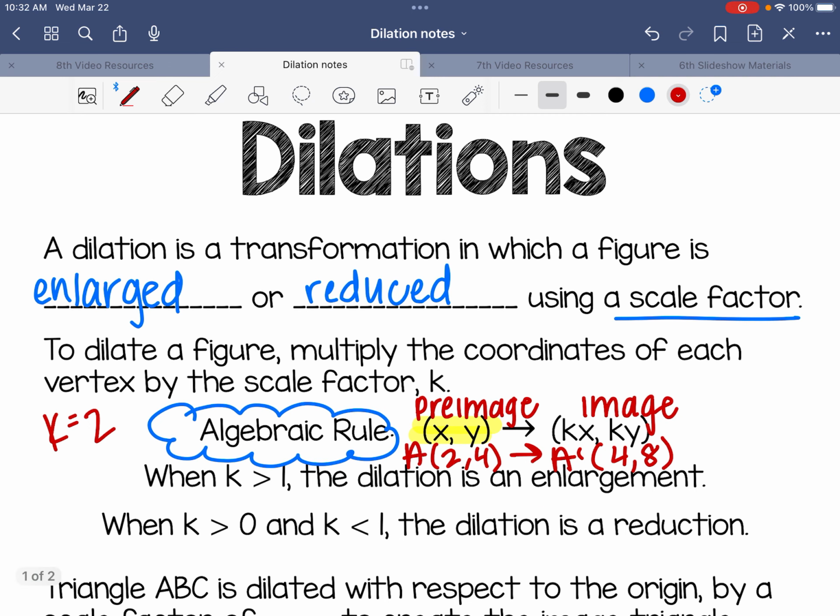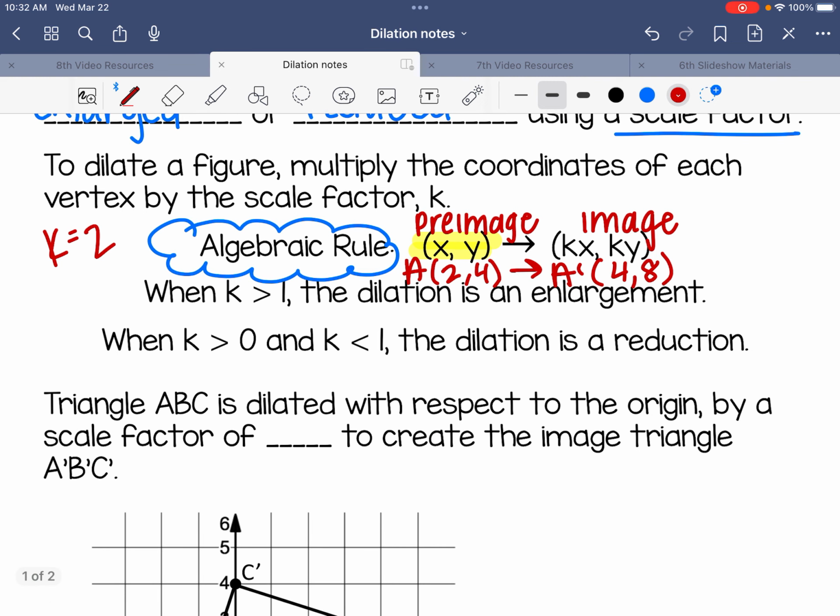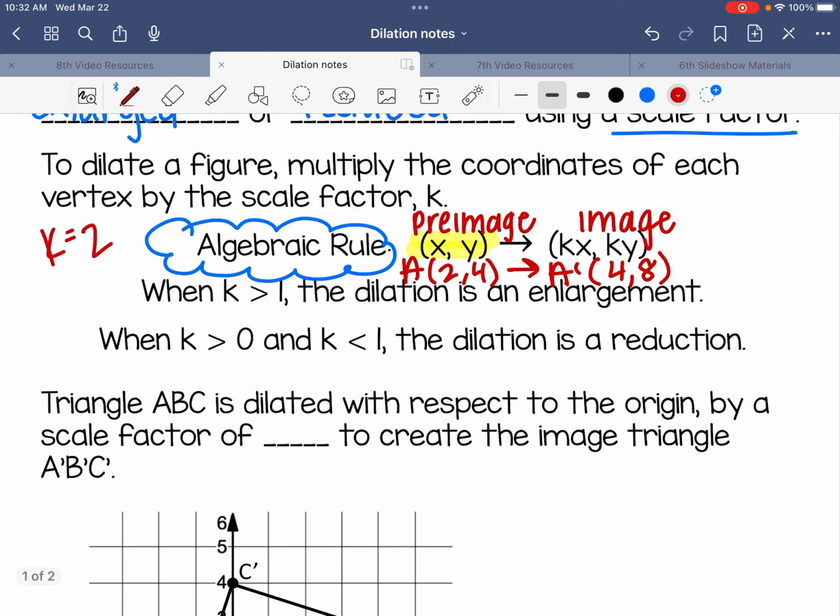When k is greater than 1, so when our scale factor is greater than 1, the dilation is an enlargement, meaning it gets bigger. But when k is between 0 and 1, meaning it's greater than 0 and less than 1, the dilation is a reduction. So some examples of a scale factor greater than 1 could be k equals 2 or k equals 5/3. Notice that just because it's a fraction, you have to realize it's an improper fraction and it's really equivalent to 1 2/3, so that is greater than 1.